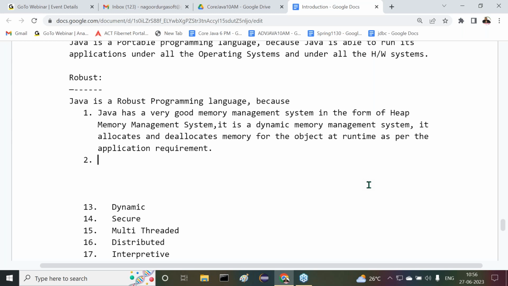To handle these exceptions properly, what has Java provided? As you are saying, Java is a robust programming language. As Java is a robust programming language, what has Java provided as a solution for handling the exceptions? What Java has provided is an environment.